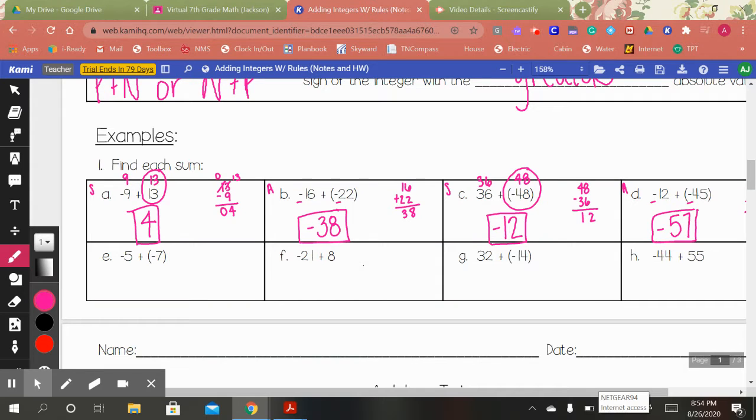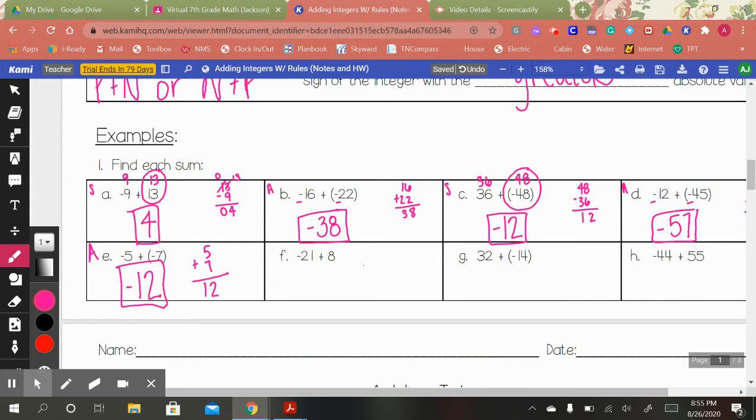All right, guys, back to problem E. We are looking at same sign integers, so that means that we will add them and keep the sign the same. So we are going to take negative 5 plus negative 7. Adding those together, we get 12. Since both 5 and 7 are negative, that means that my answer will also need to be negative.